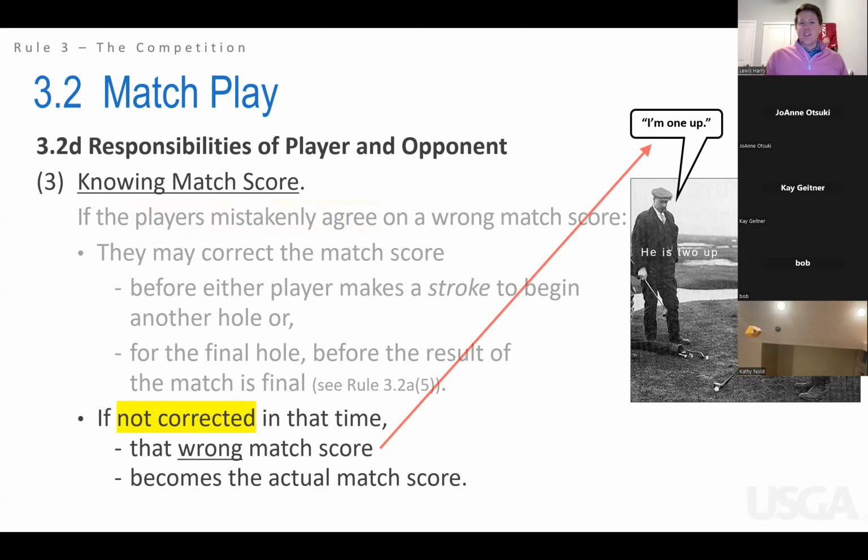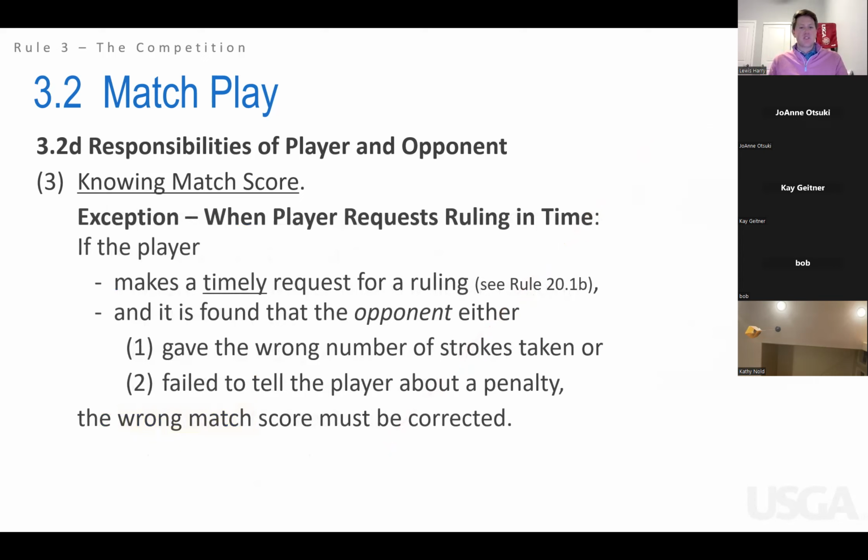So if we're on the 16th hole and we mistakenly agree that, hey, I'm 2 up when I might actually only be 1 up, and we both mistakenly agree that that's the match score and we go on and tee off on 17, guess what? Someone's now 2 up in that match. That wrong match score now became the actual match score. See another exception here when we request a ruling in time. If we make a timely request for a ruling, and it's because the opponent either gave the wrong number of strokes or failed to tell the player about the penalty, we can correct that wrong match score. We do have the opportunity, a window of opportunity to correct a wrong match score.